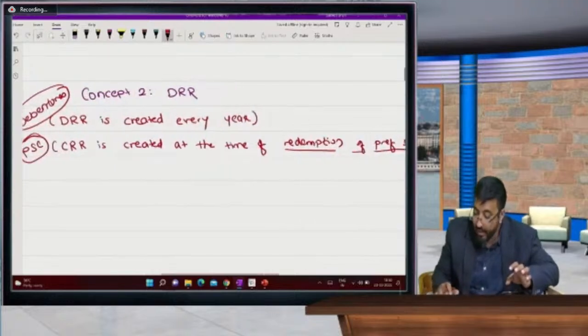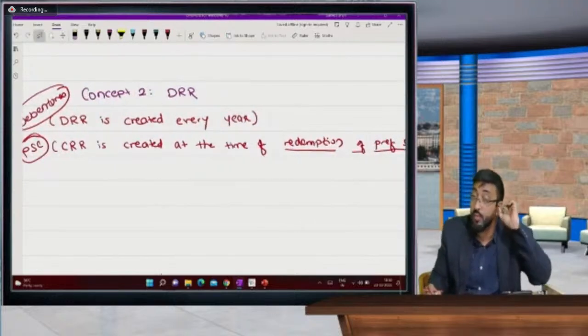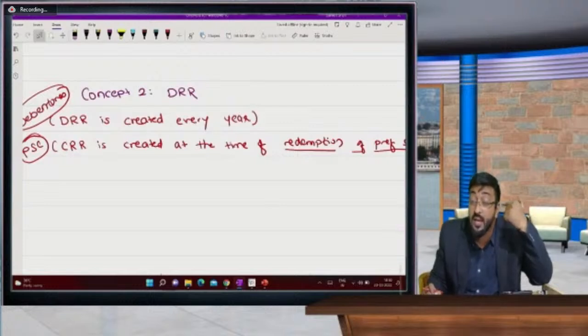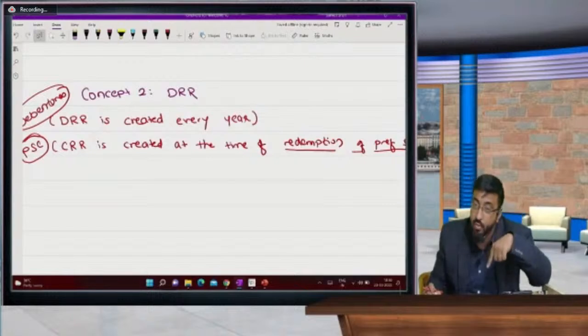So DRR is also similar to CRR, but there is a difference. And what is the difference? DRR is created every year. See beta, these are technical terms. And CRR, this is nothing but reserves and surplus, where you are going to show it. We have to understand that. Okay. So that I will tell you.